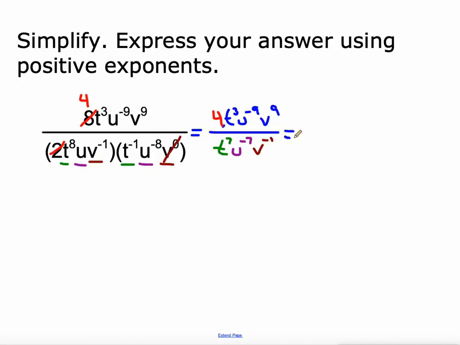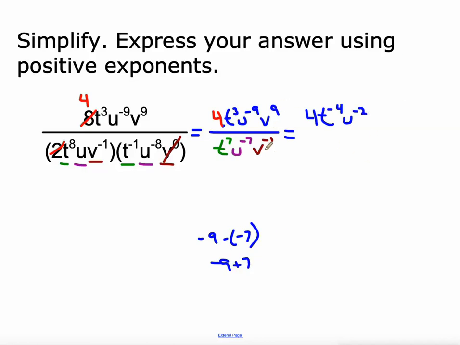All right. Now let's keep going here. I've got 4. Let's do t to the 3rd divided by t to the 7th. That's t to the negative 4th, because 3 minus 7 is negative 4. U to the negative 9th divided by u to the negative 7th. That's a little confusing. Negative 9 minus negative 7 is really like negative 9 plus 7. So it's going to be u to the negative 2.